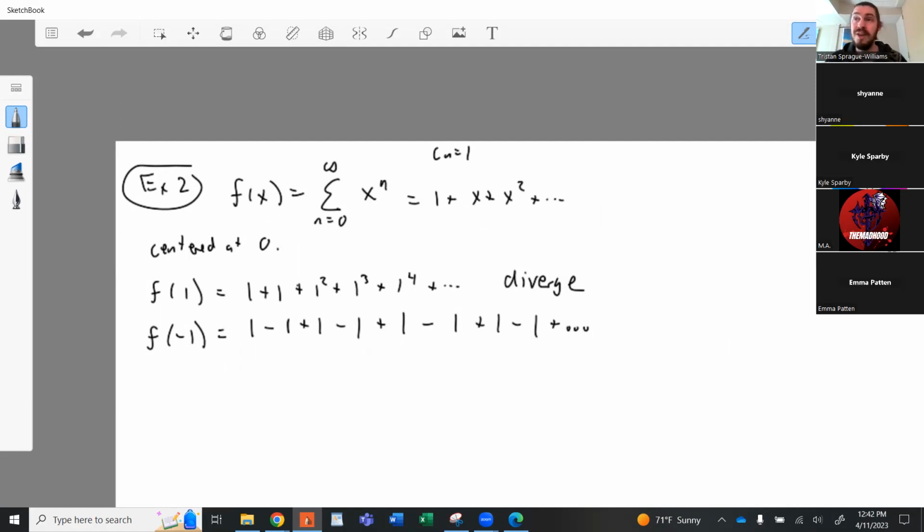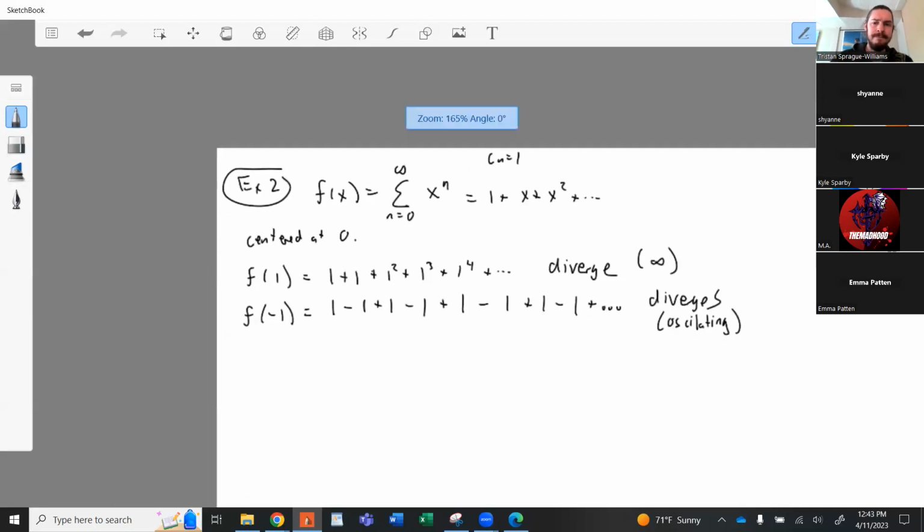Partial sums of this are really weird. The partial sums go 1, 0, 1, 0, 1, 0, 1, 0. Because every time you add 1, you get 1, and every time you subtract 1, you go back to 0 again. And so the partial sums just flip-flop back and forth. We say this diverges as well. That's oscillating. Oscillating type of divergence. This is infinity, but that's oscillating.